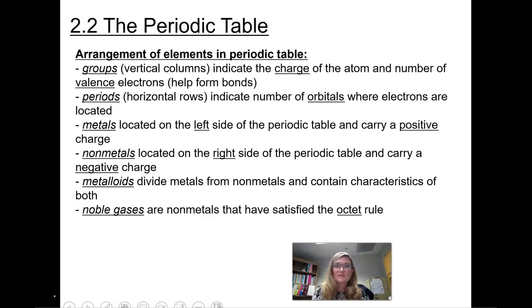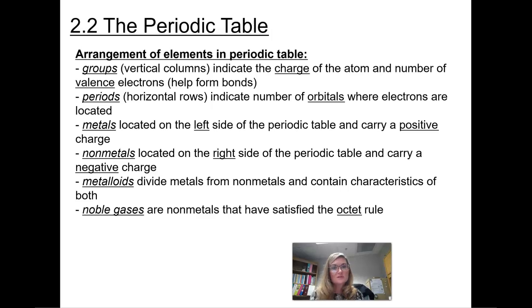Now, with the arrangement of the elements in the periodic table, I just showed you different groups and I showed you rows. So let's talk about that a little bit more here. With groups, that's going to be your vertical columns I showed you. That's going to indicate the charge of the atom and the number of valence electrons. That's what helps it bond. Remember, I told you that. That's the ones that are going to be on the outermost shell. It shows you periods. These are the horizontal rows that indicate numbers of orbitals where the electrons are located. And so basically, that's the ones I showed you that go across.